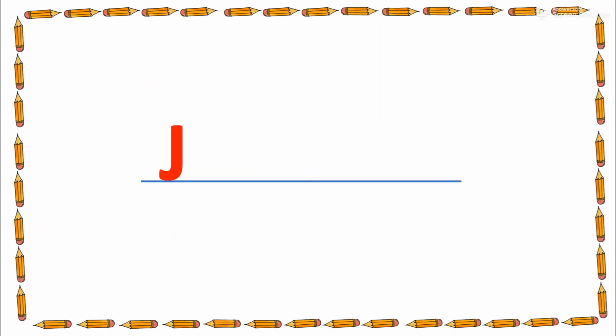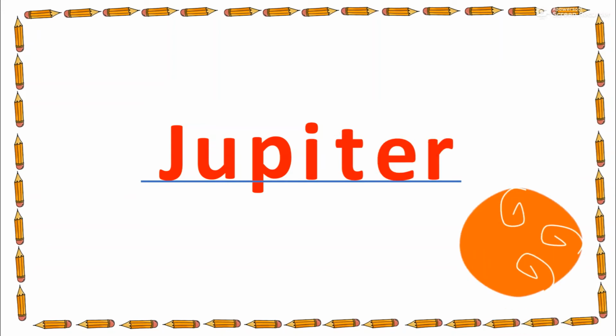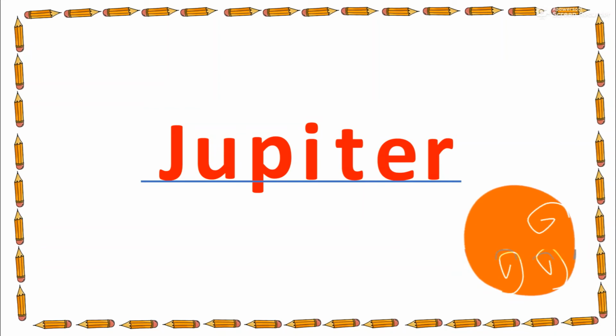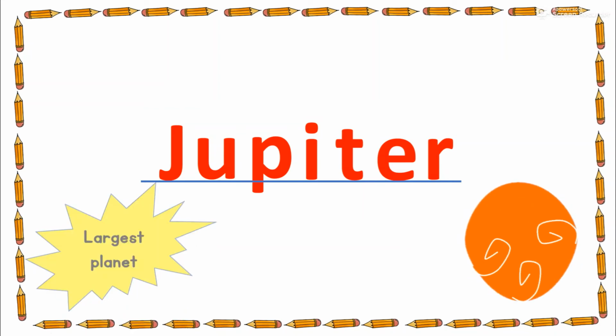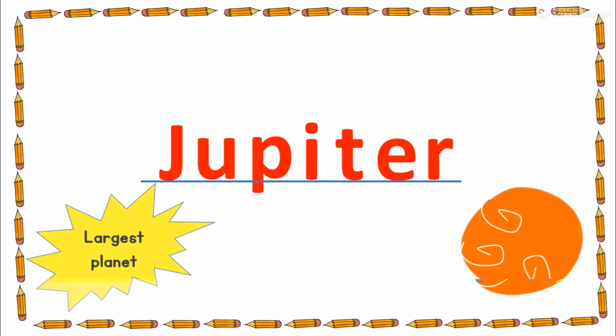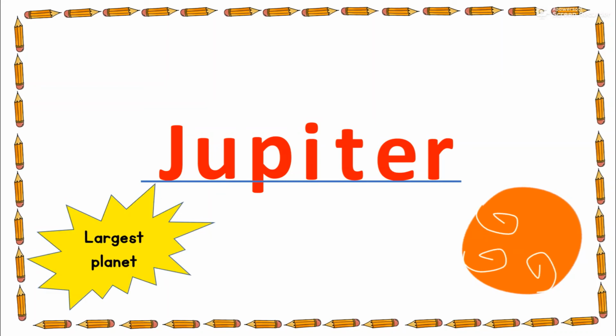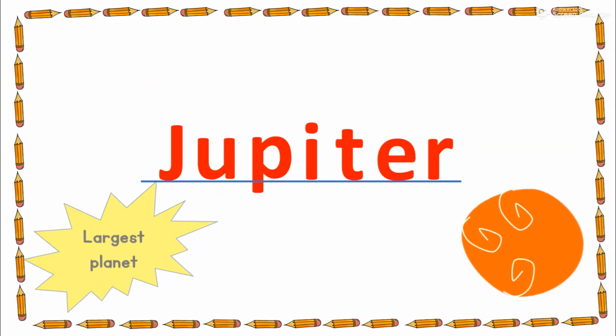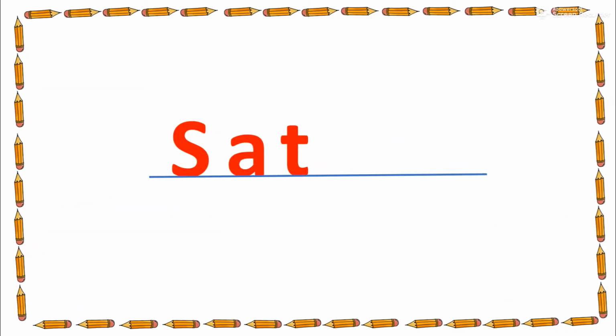Next one is Jupiter. Jupiter is the largest planet of all 8 planets, and it has a big red spot on it. Okay, we will move to the next one, which is Saturn.